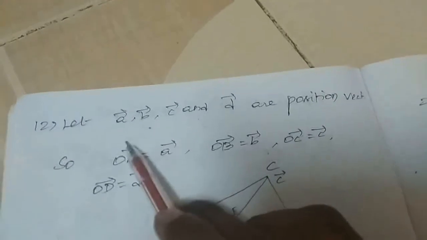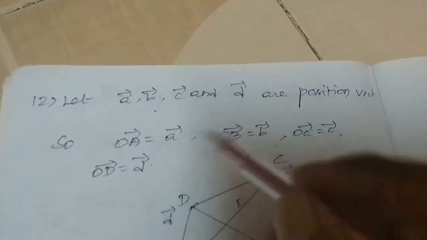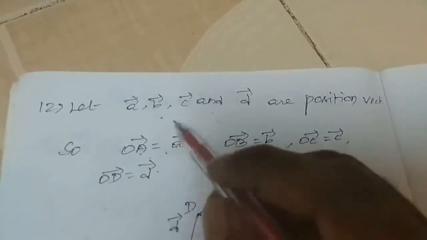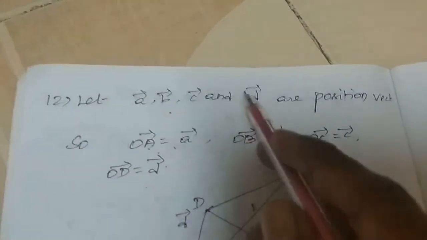Question number 12. To prove: AB vector plus AD vector plus CB vector plus CD vector equal to 4 times EF vector. Okay, now the solution. Let A vector, B vector, C vector and D vector be the position vectors. So OA vector equal to small a vector, OB vector equal to small b vector, OC vector equal to small c vector, OD vector equal to small d vector.